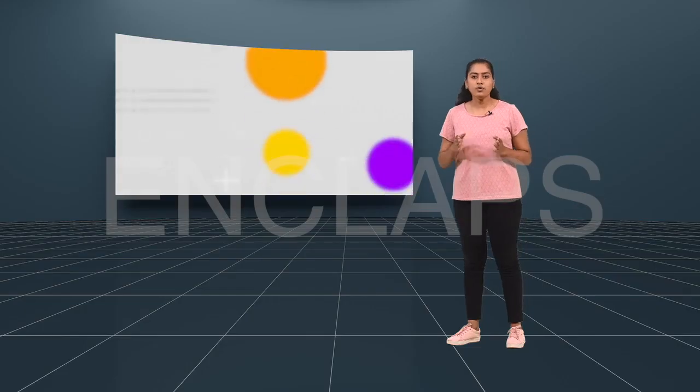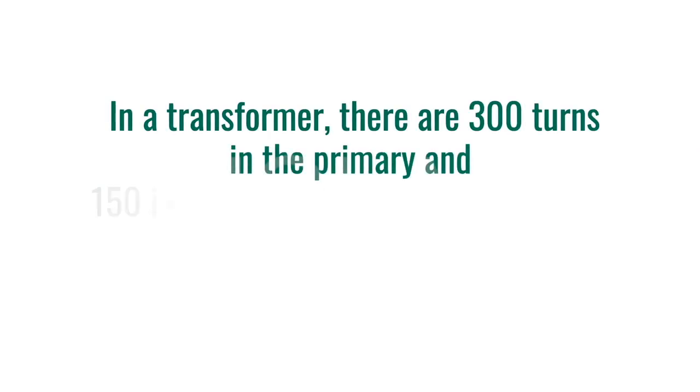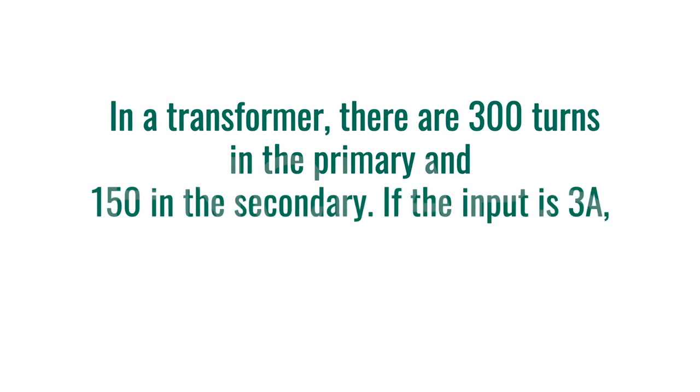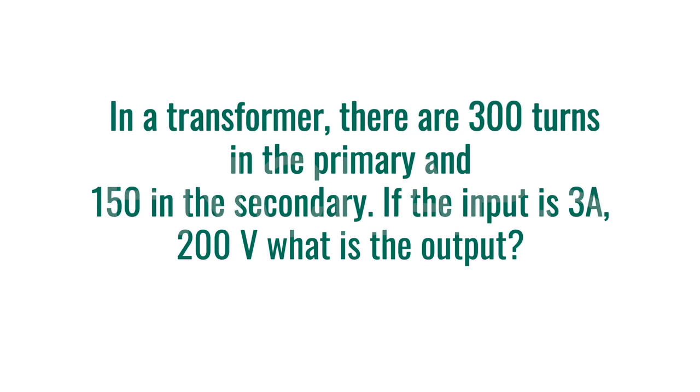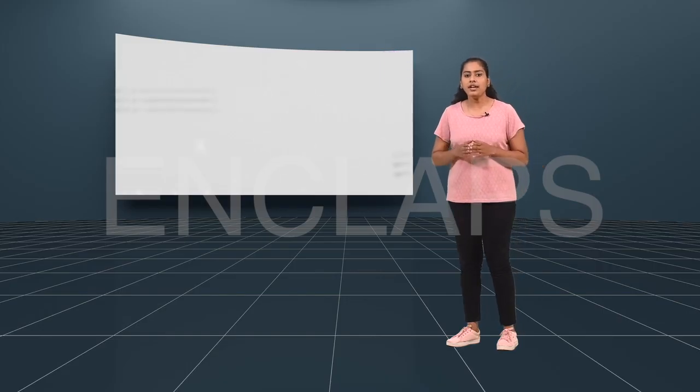So, let's move on to the next question. In a transformer, there are 300 turns in the primary and 150 in the secondary. If the output is 3 ampere 200 volt, what is the output? In this problem, we have to find out the secondary voltage and current.